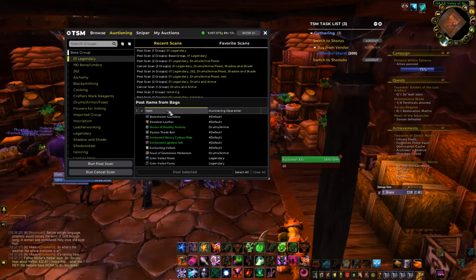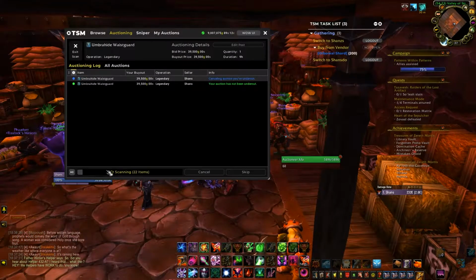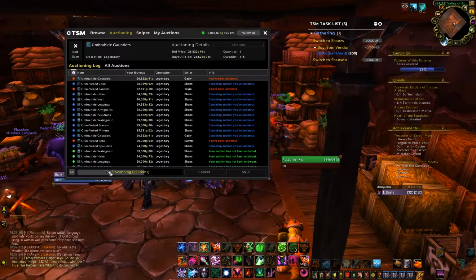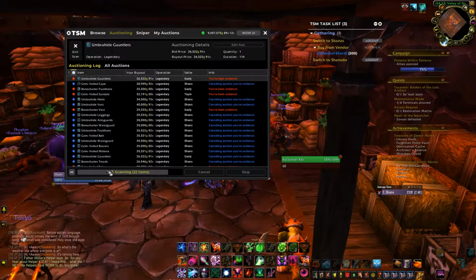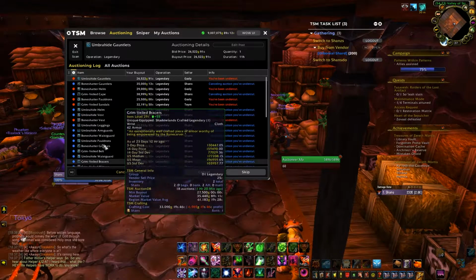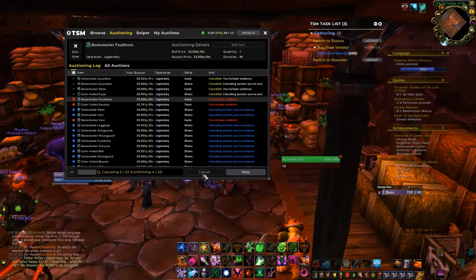Now here's the part that a lot of people are like, oh, this is so terrible, but I don't see a problem with it. Cancel scanning. Now this is going to scan through that group and say, okay, have you been undercut on anything? Have you posted something that you've undercut yourself or somebody else at, and do you need to cancel it? The answer is yes. There's a bunch of stuff. I've been undercut, plus I posted items.